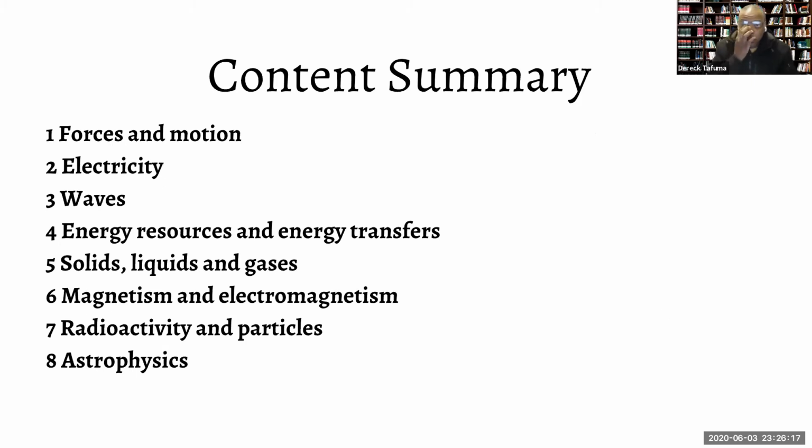The content summary is as follows. The first section is forces and motion. The second part is electricity. The third part is waves. The fourth is energy resources and energy transfers. The fifth part is solids, liquids, and gases. Number 6 is magnetism and electromagnetism. Number 7 is radioactivity and particles. And number 8 is astrophysics.